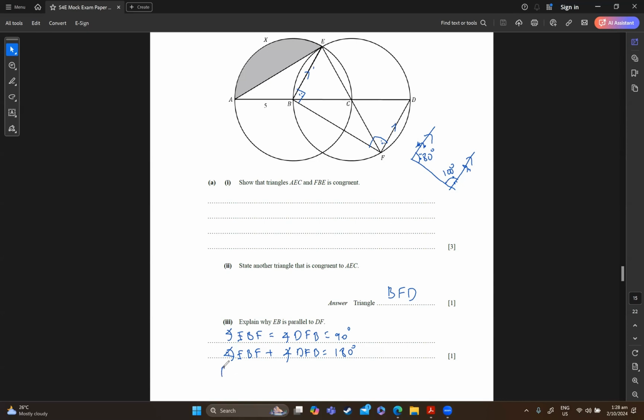So you write down by converse of interior angles, EB is parallel to BF.